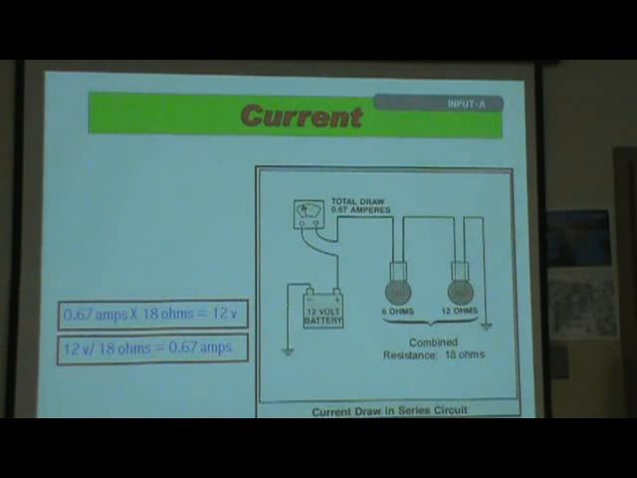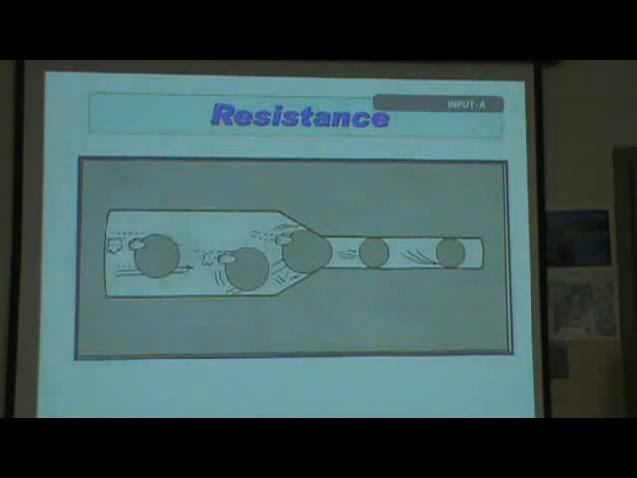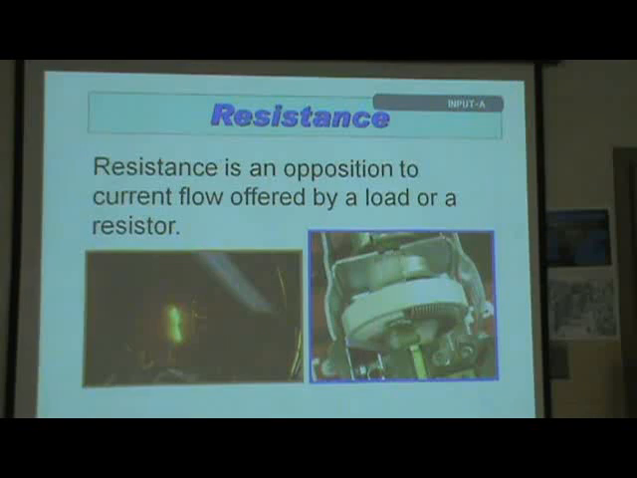All right, look at this. 0.67 amps times 18 ohms equals 12 volts. See how that figures? How that works? You got it? Everybody understand that? There's your little triangle. Sometimes they'll use a circle to do this instead of a triangle. All right, there's your resistance.